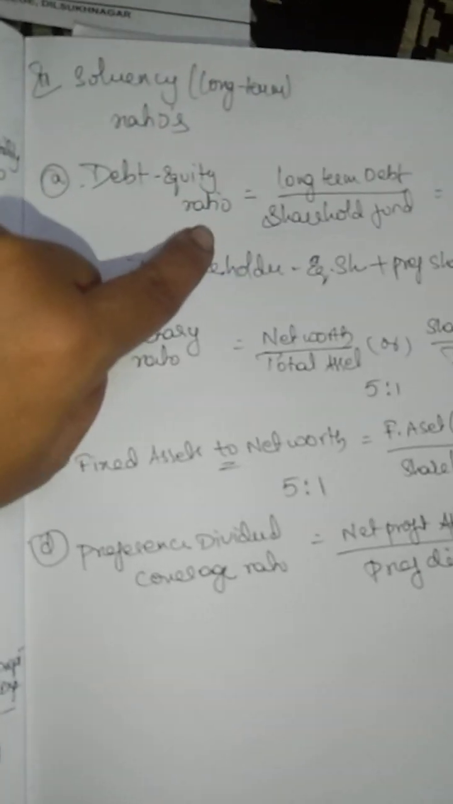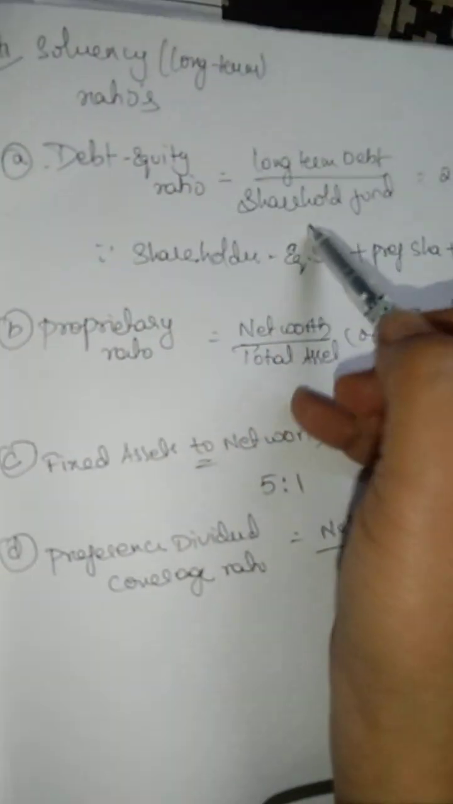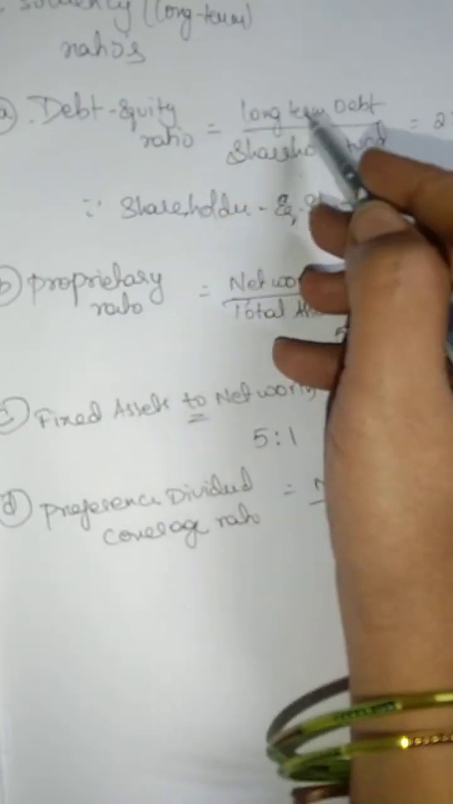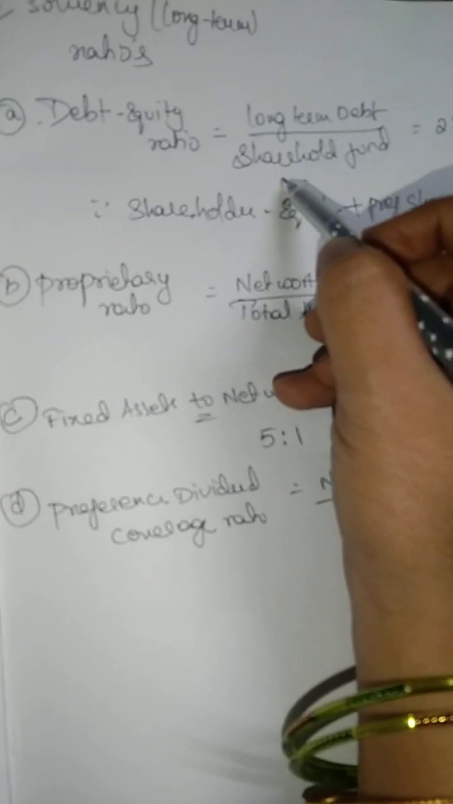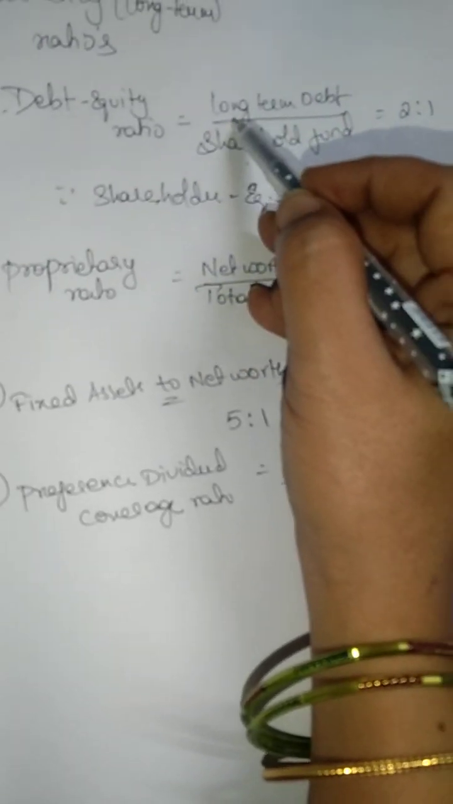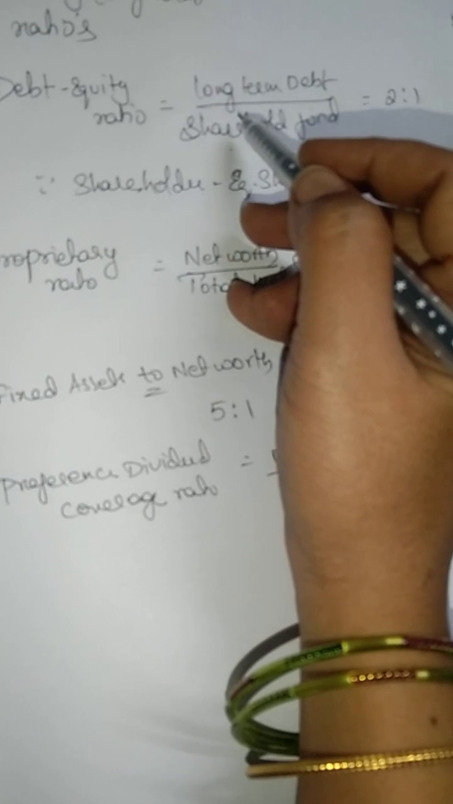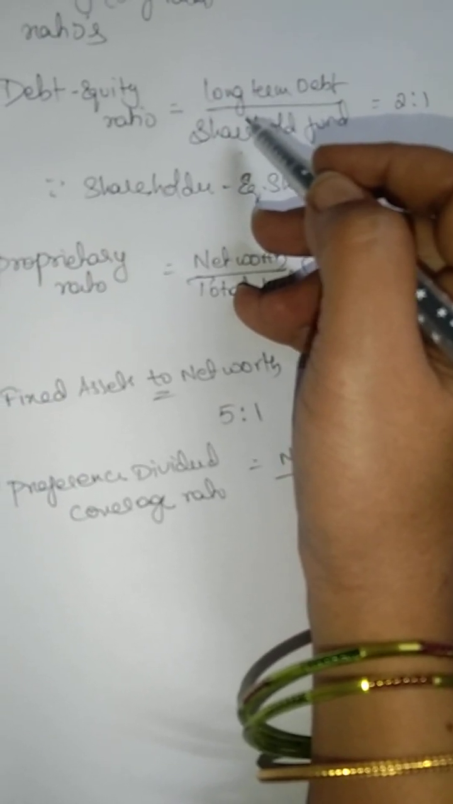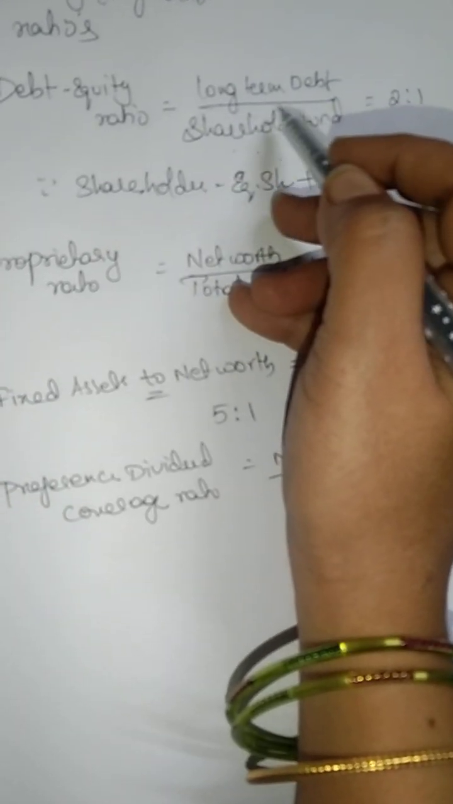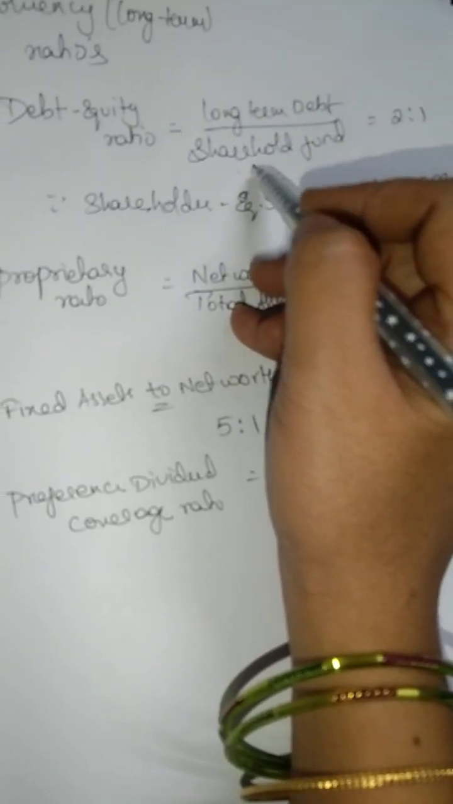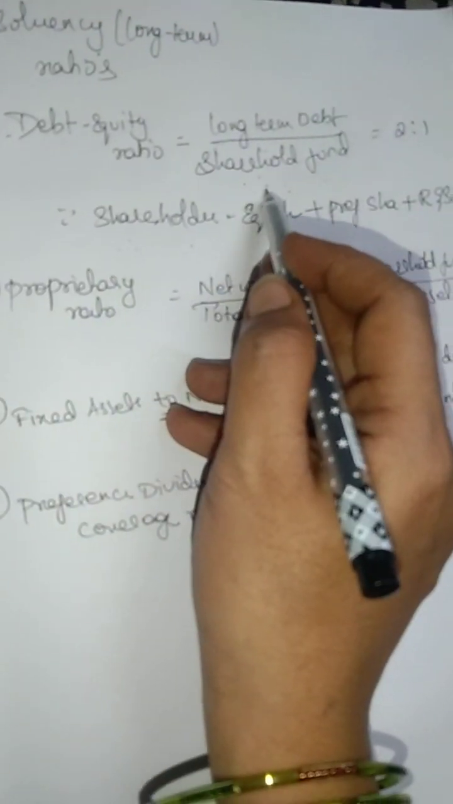In the debt equity ratio, debt will be on the top and equity on the bottom. The ratio we find is between long-term debt and shareholders fund. So the formula is long-term debt divided by shareholders fund. Long-term debt is nothing but your debentures and any other long-term secured liabilities. That whole combination we take on the top, and below we take shareholders fund. Please remember, I didn't say equity; the formula has shareholders fund.